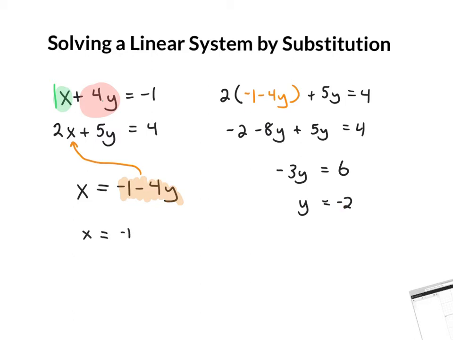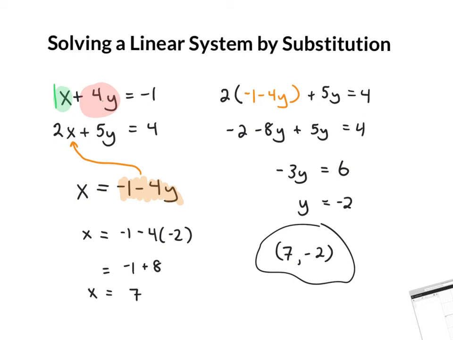This -2 can go anywhere. I can plug it into here, here, or a little bit faster would be here. So I'm going to plug it into right there. So -4 times -2. So x is equal to -1 plus, so we end up with a 7. So our solution is 7, -2. And there we go.